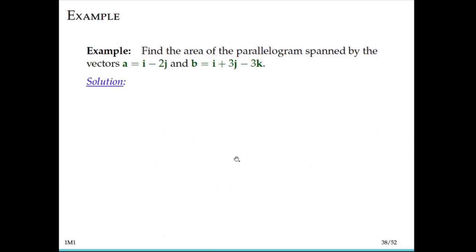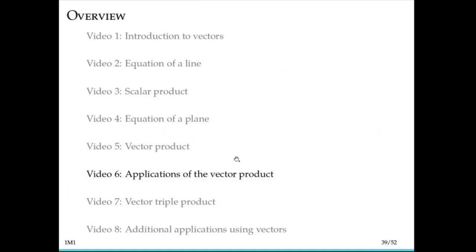All right, so this is the cross product, an introduction to the cross product. That's the end of this first video about the cross product. And in the next video, we're going to discuss some applications of the vector product or cross product.